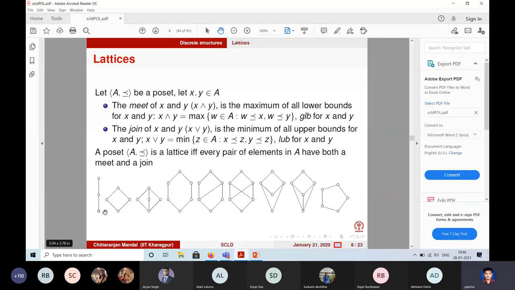The second one, the diamond, is it a lattice? Yes, sir. Okay, so what is the join of the top and the bottom element? You see, they belong to the same chain. So either you take this chain or you take this chain. The top and the bottom are part of a chain. So their join and meet are the top and bottom themselves. And these two form a diamond structure. Okay, what about the third one? Is it a lattice?